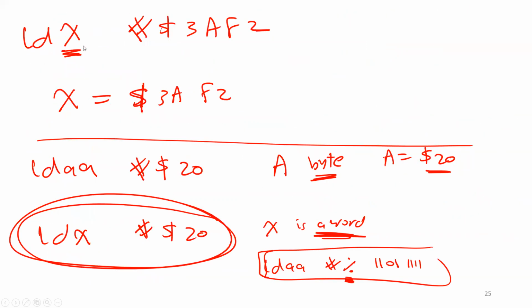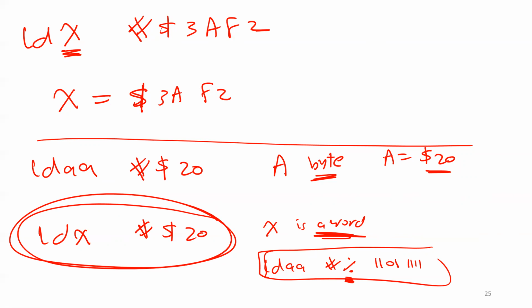For example, if I say load X, X is a word, right? So here I can write a word number. So I can say hashtag $3AF2. Because of the hashtag here, this value is a number. So after you execute this instruction, if you go to X, you should see this value, okay? Because it's a fixed value.